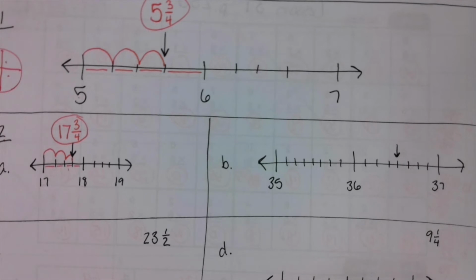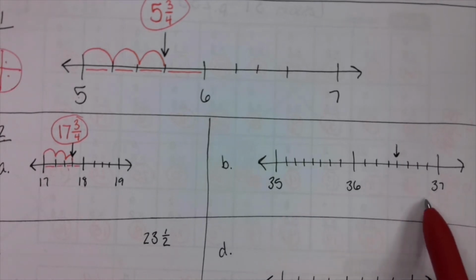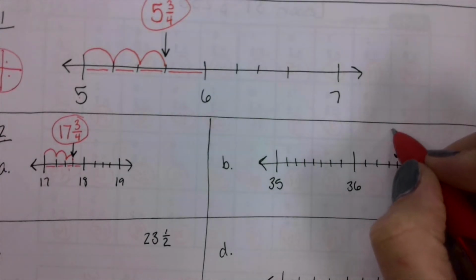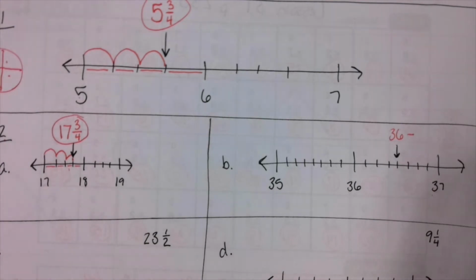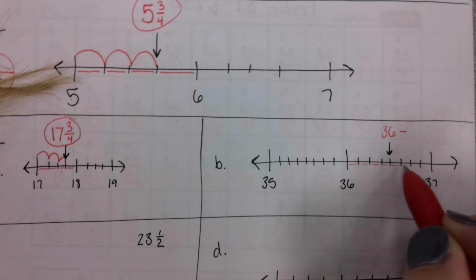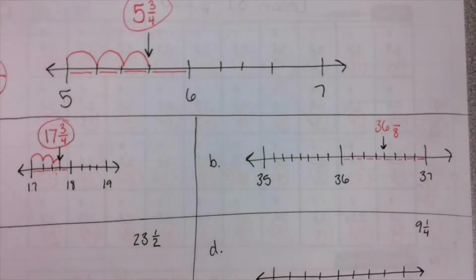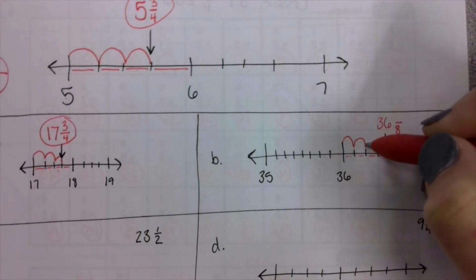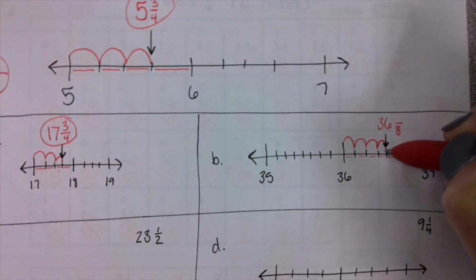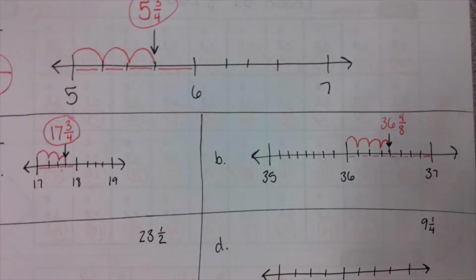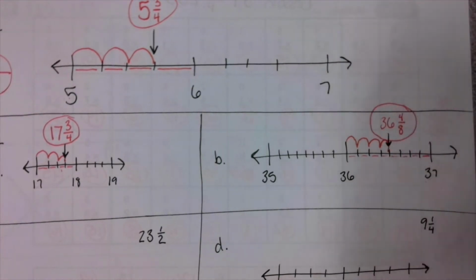Let's do it for B also. I'm between 36 and 37, so I know I got to use the 36 because I'm not quite to 37 yet. Use my fraction bar, count the spaces. 1, 2, 3, 4, 5, 6, 7, 8. 8 pieces, and then which tick mark am I looking at? First, second, third, fourth. So 4 is going to be my top number. So I get 36 4/8.